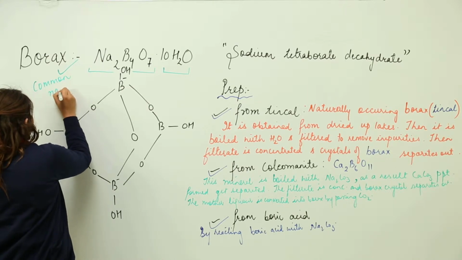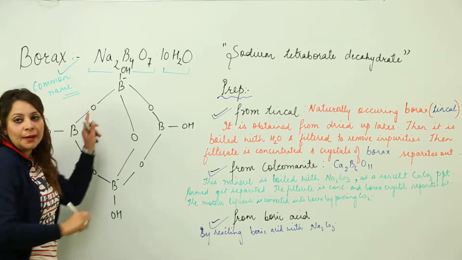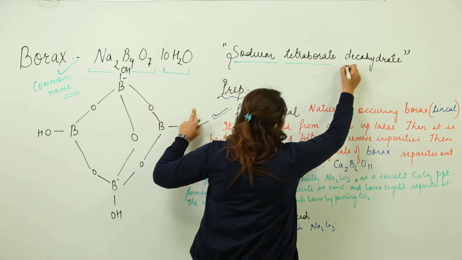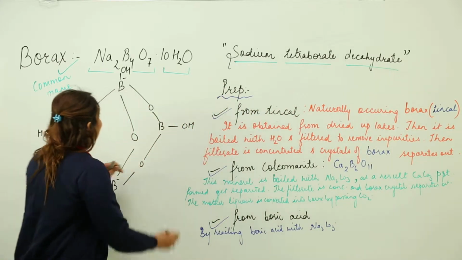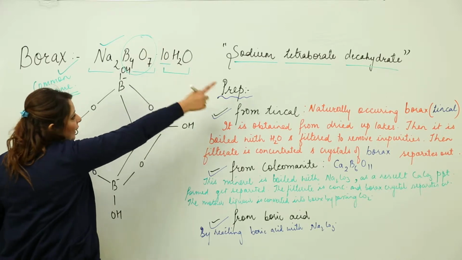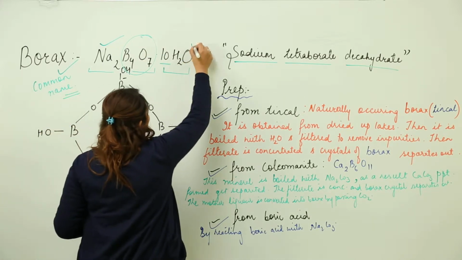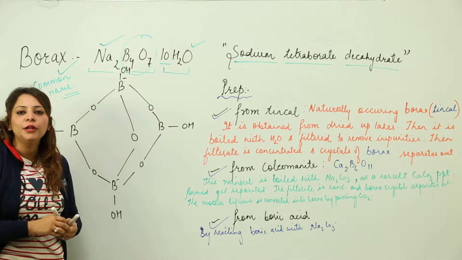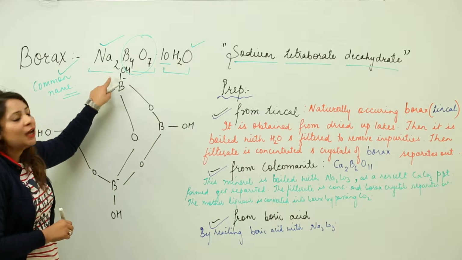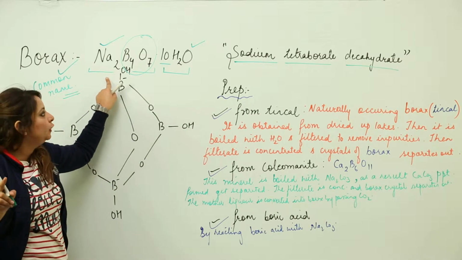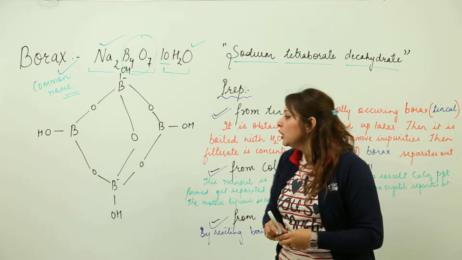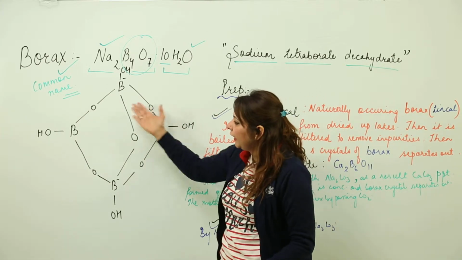If we talk about its chemical name, then it is sodium tetraborate decahydrate. As you can see, it is sodium, this is tetraborate, and deca means 10, decahydrate. So this is the chemical name for borax, sodium tetraborate decahydrate, and the formula is Na2B4O7.10H2O.